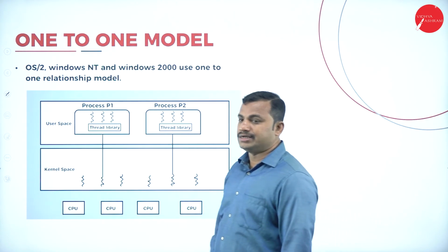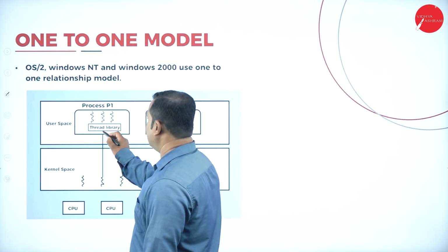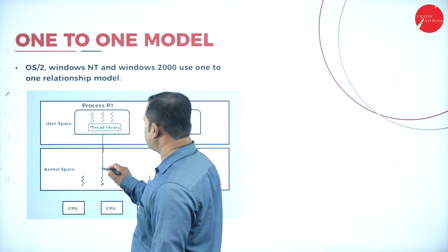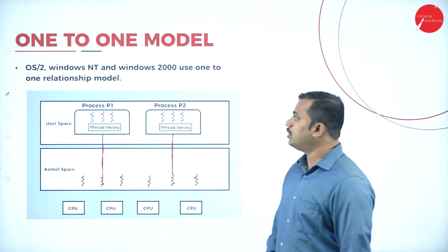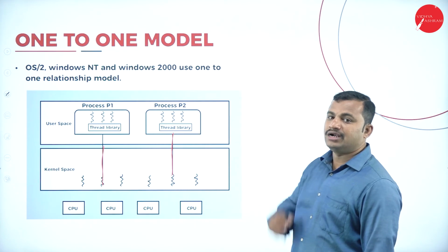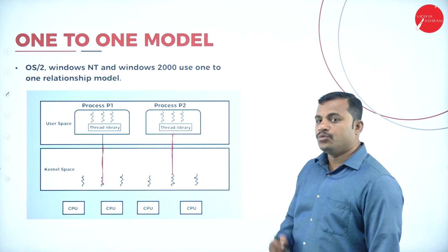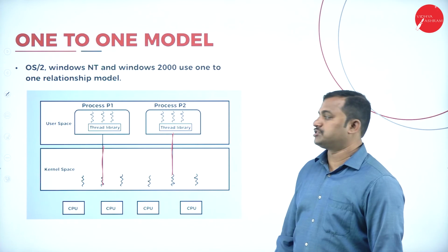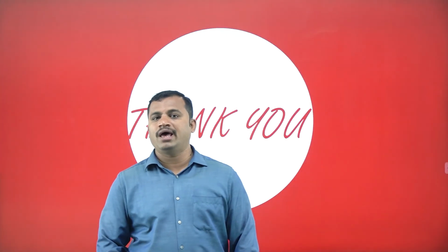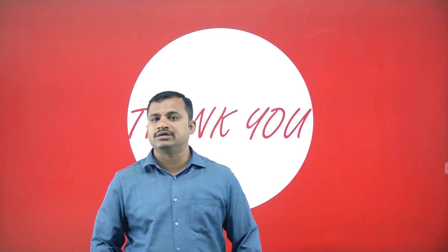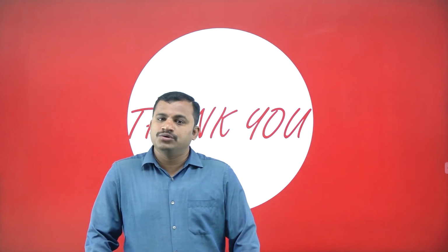You can look at the diagram to see how it works. This entire thing corresponds to this entire thing. So there is a one-to-one mapping for every thread created in the user space with a thread in the kernel space. So with this, I hope you all have followed very well the mapping of user level threads with kernel level threads.